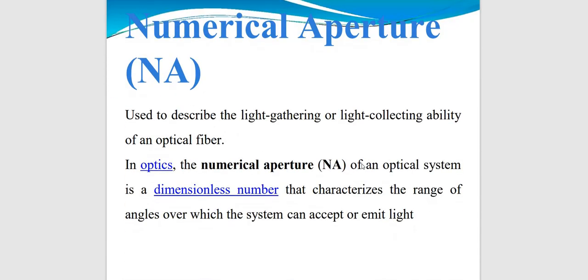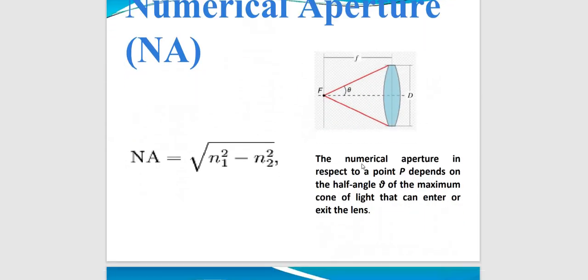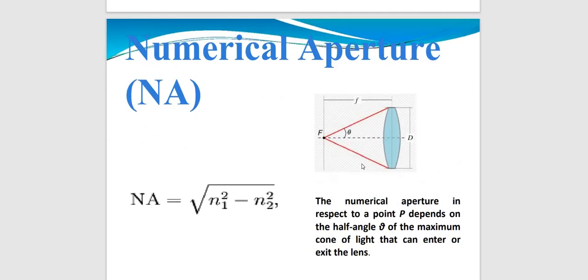The next parameter that we need to consider is the numerical aperture. Numerical aperture is used to find out the amount of light which is traveling inside the optical fiber cable. It can be expressed as numerical aperture equals the square root of n1 squared minus n2 squared. Once we know the values of the refractive indices of core and cladding, we can calculate the numerical aperture value very easily.